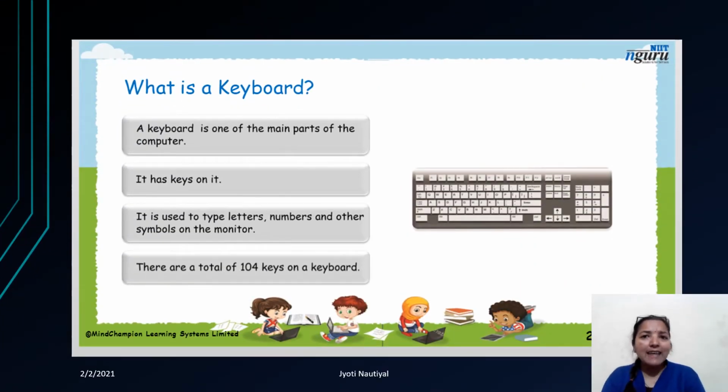So what exactly is the keyboard, children? A keyboard is one of the main parts of the computer, okay? It has keys on it, small little keys, and it is used to type letters, numbers, and other symbols on the monitor, okay? It's just like a pencil, the way you use your pencil on the paper. Similarly, we use keyboard on the computer itself. There are total number of 104 keys on any normal keyboard, okay?